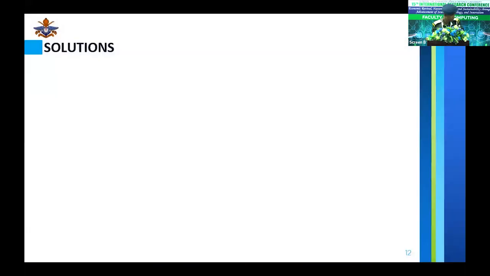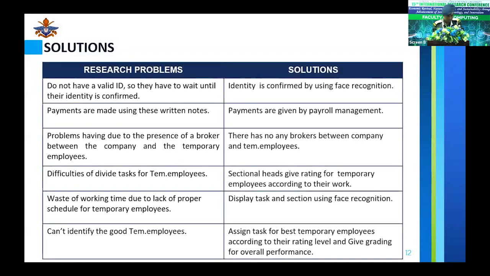The solutions to the research problems. The first problem: they do not have a valid ID, so they have to wait until their identity is confirmed. According to the demonstration, the identity is confirmed by using face recognition. Payments were made using written notes. There are no written notes in the current system.